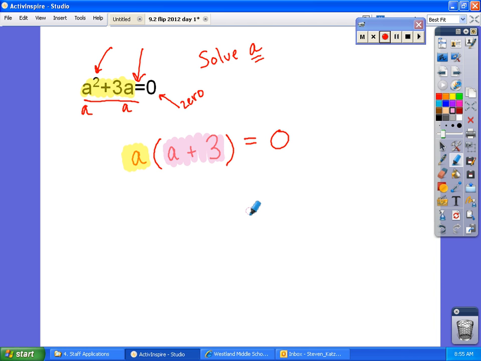You get a multiplication problem. So you know that after you're done multiplying them, you end up getting 0. So now we're going to use the zero product property.